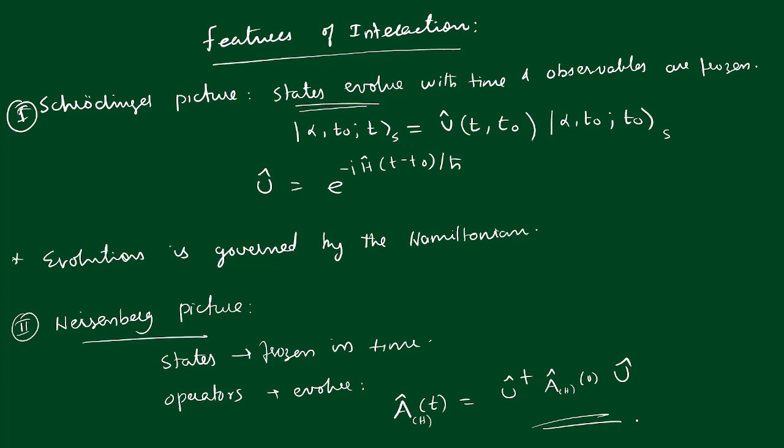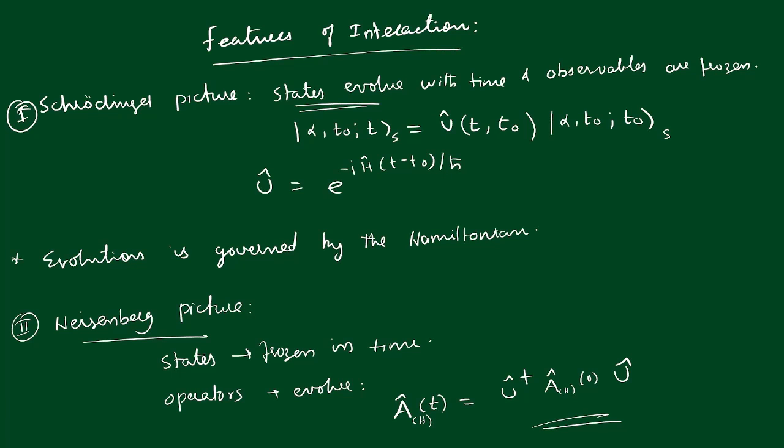In any case, the evolution of the expectation values is exactly the same, right? That's why we say that these are equivalent. Now, there's another picture intermediate between these two. Actually, you can construct any number of pictures. But there is one particular picture that's useful, which is called the interaction picture, or intermediate picture.